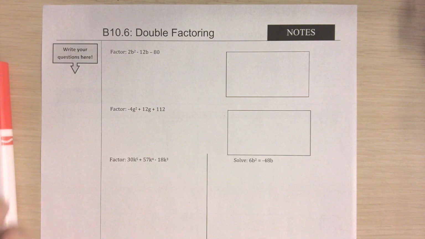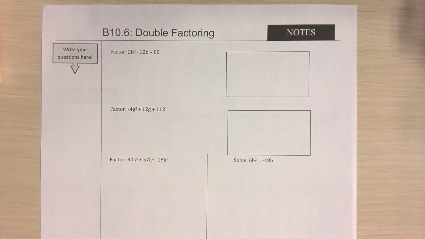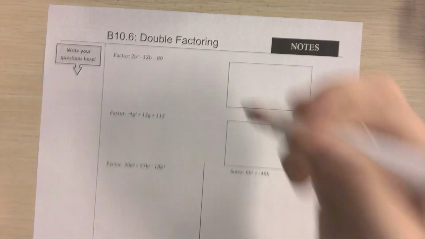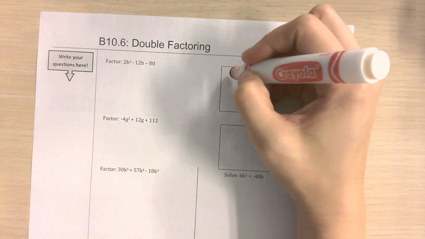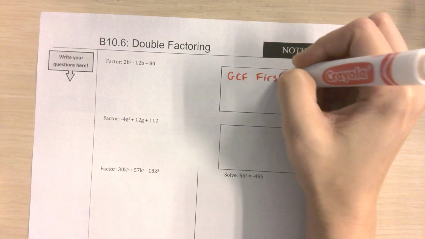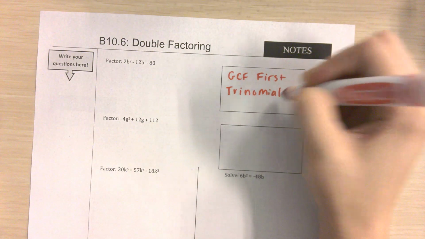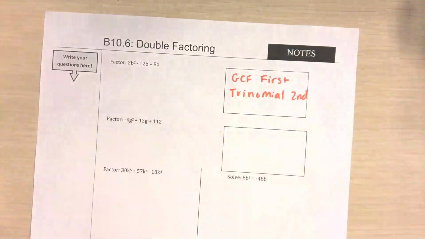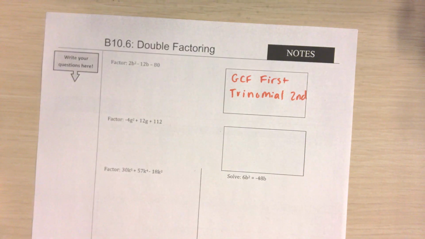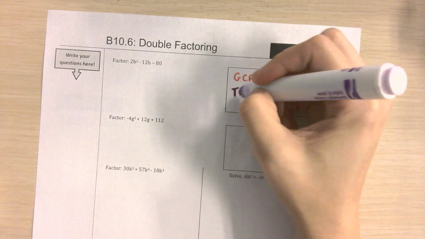Okay, so today we're going to do double factoring, and that just means you need to factor twice. So we're going to have our tip in the corner here. GCF first, trinomial second. Okay, so I guess I could put that in a different color. It's going to be purple.